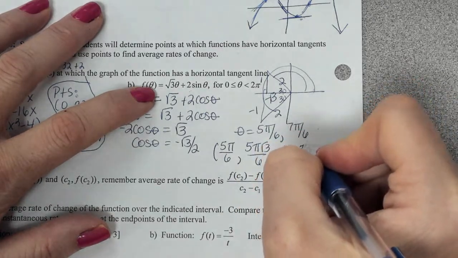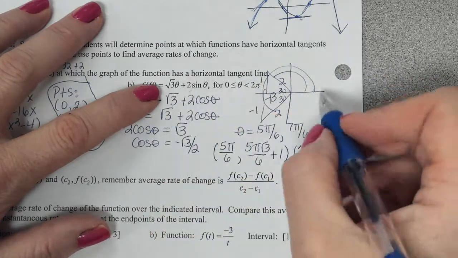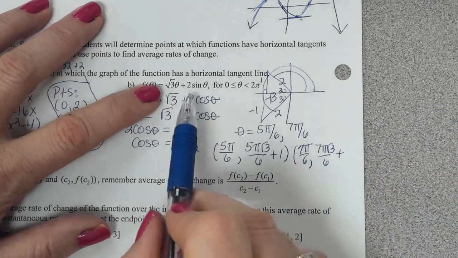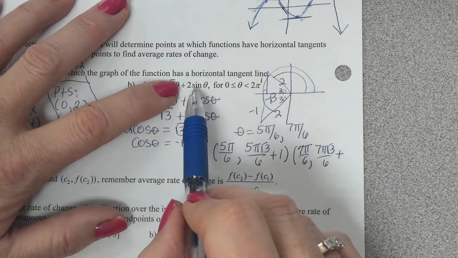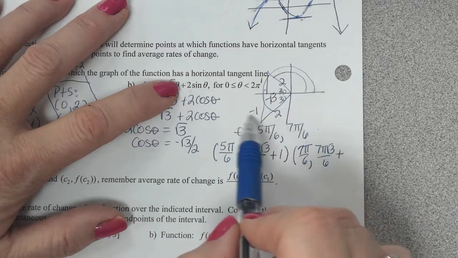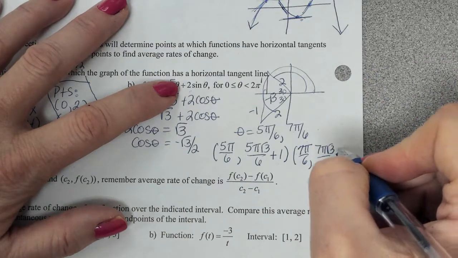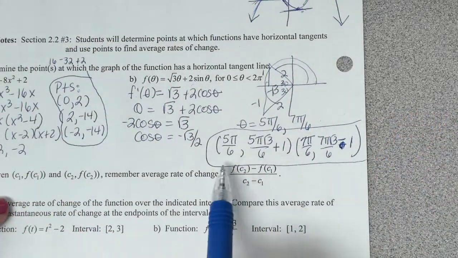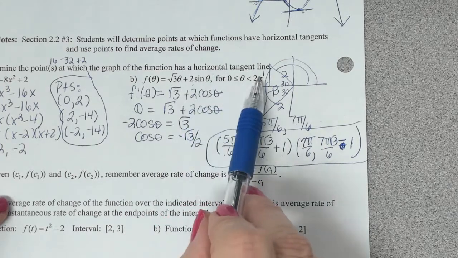My other point is 7 pi over 6, comma. I multiply it by radical 3, so that's 7 pi radical 3 over 6 plus, plug in 7 pi over 6 rather. What's the sine of 7 pi over 6? What's the sine right there? Negative 1/2 times 2 is going to be minus 1. So those are going to be the 2 points, x, y, that would result in having a horizontal tangent line. Okay.